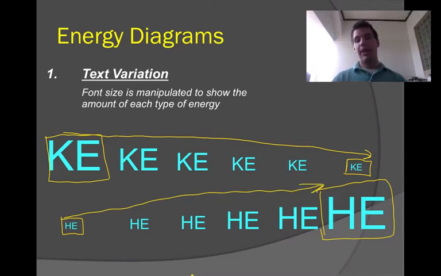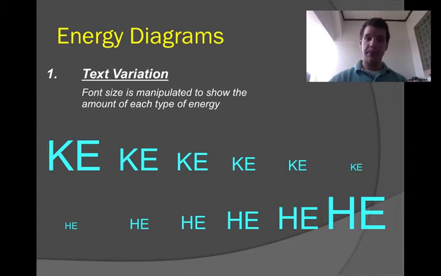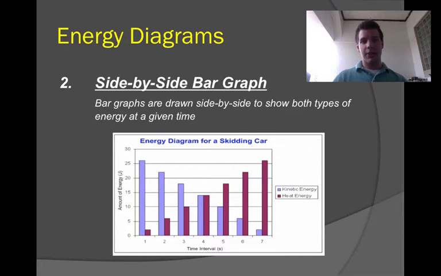So we see, based upon the size of the text, how much of each type of energy there is. If there's a real big text, then that's a lot of that type of energy, and if it's a real small text, it's not so much of that. The second energy diagram we're going to look at is just a side-by-side bar graph. So you take a bar graph and then you build another bar graph with it.